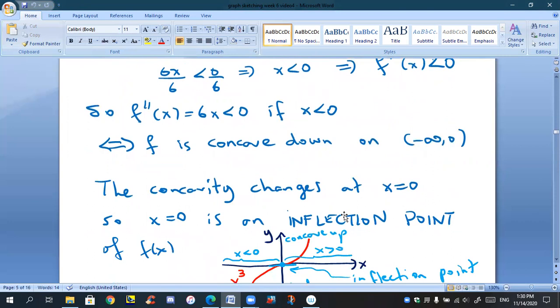For negative numbers, f double prime is negative, so f is concave down. And then where did the concavity change? At 0, right? At 0, concave down changed to concave up.